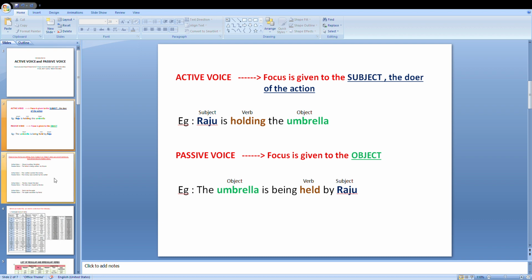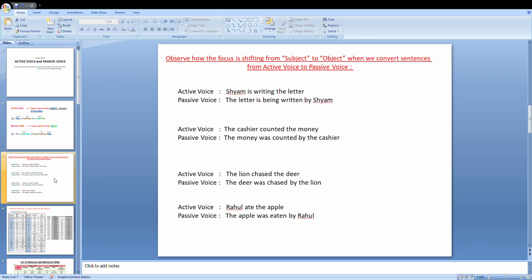Let's look at a few more examples. While looking at these examples, I want you to observe how the focus is shifting from subject to object. Let's look at the first one. Shyam is writing the letter. Now, what is the subject here? The subject is Shyam. Let me just highlight that for you. Shyam is the subject because Shyam is the doer of the action, which is writing.